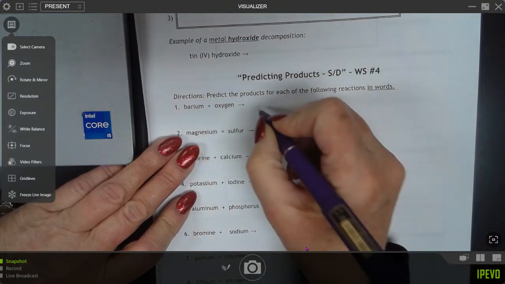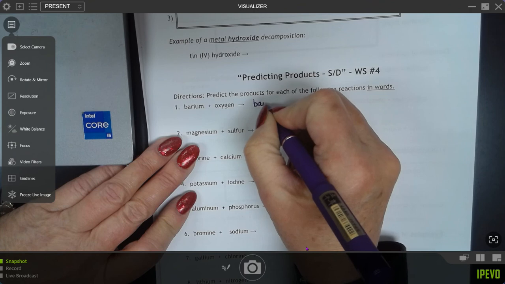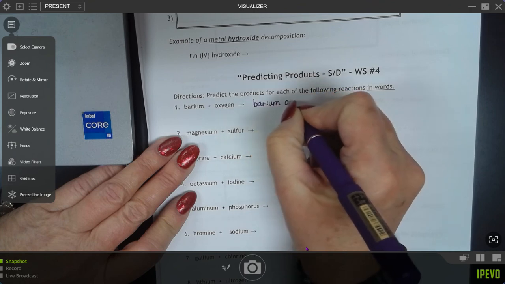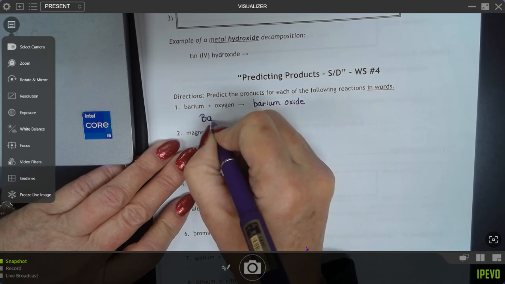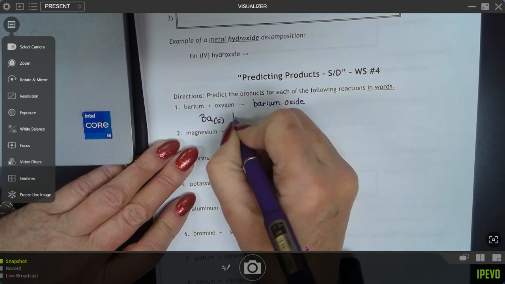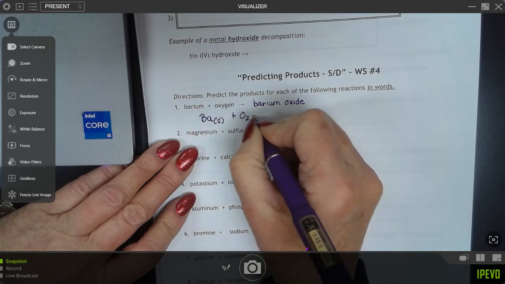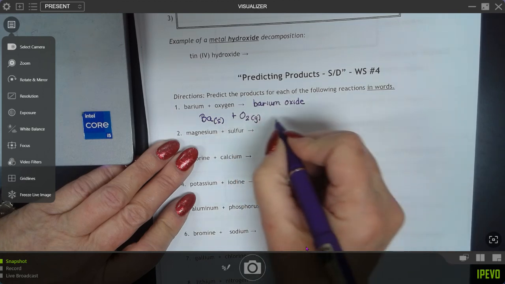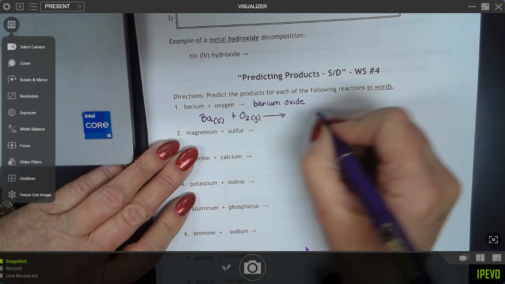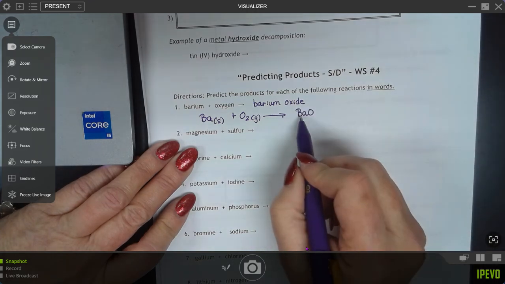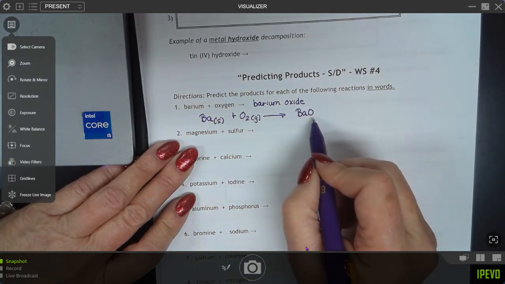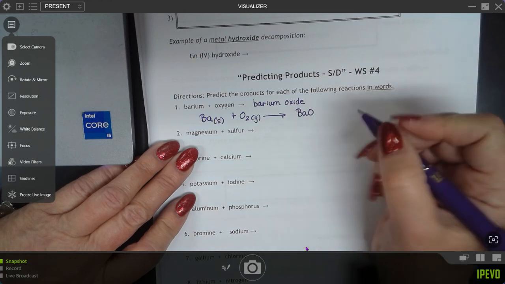So barium plus oxygen would be barium oxide. If we write that into a chemical formula, we would have barium plus oxygen gas. Oxygen's one of the Haber-Finkel 7, produces BaO. Barium has a +2 charge, oxide has a -2 charge, so those cancel out.